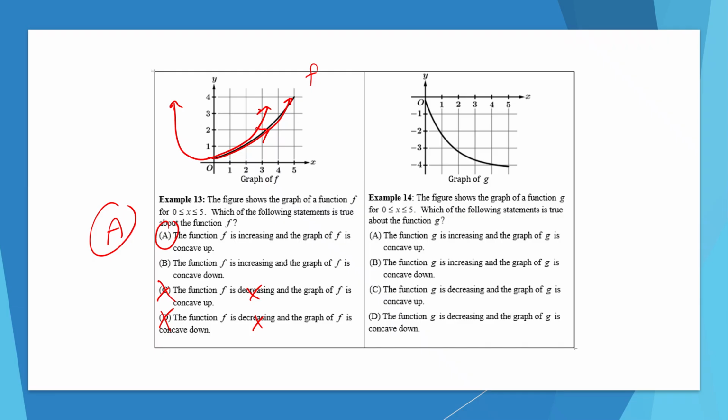Example number 14, which of the statements is true about g? Here we see that the function itself should be decreasing because it is going down. So we can eliminate A and B here. And then the graph is also concave up because it makes an upwards U shape, making C the correct answer for example number 14 there.